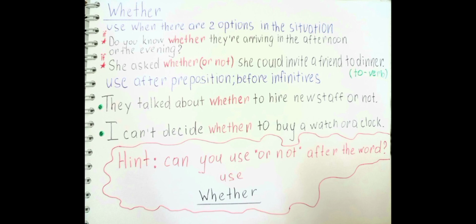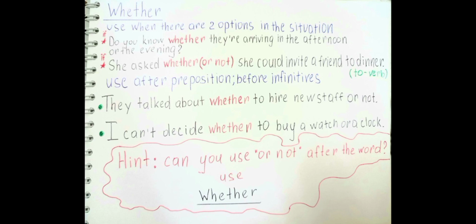So another good hint for using whether is first we use it after a preposition. So like, let's see, by, on, for, about, in, those words, prepositions, and we use it before infinitives. So infinitive verbs, that's to plus the verb, that's the infinitive form.